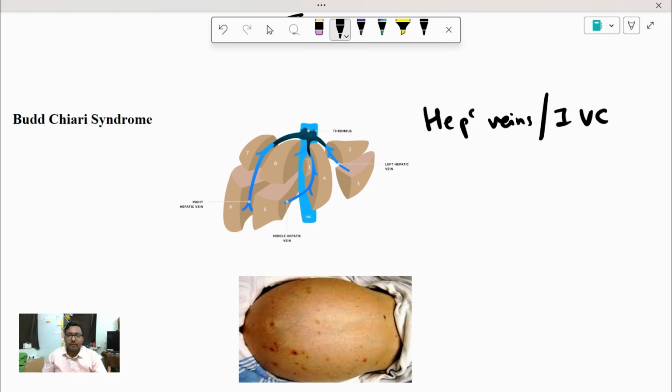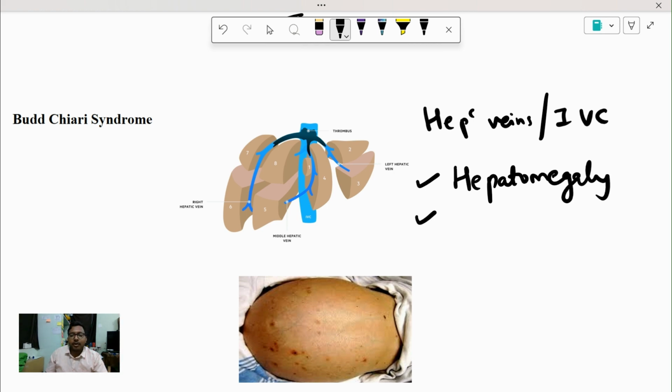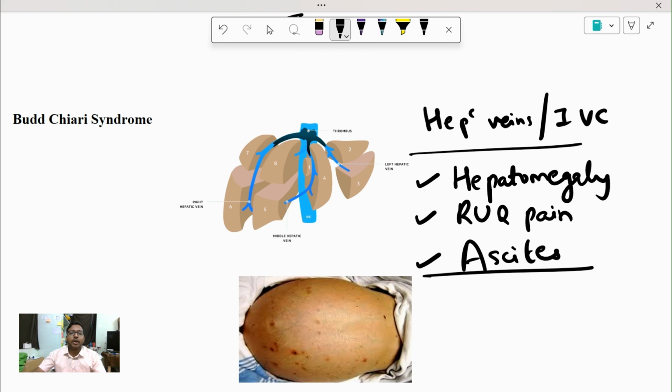Whenever you have got this kind of a situation, obviously there will be congestion within the liver. So whenever there is congestion in the liver, there will be hepatomegaly. Usually it will be painful hepatomegaly. That is why you have got usually right upper quadrant or upper abdominal pain. Then, because in the later stages your liver will have dysfunction, obviously there will be ascites within the peritoneal cavity. Okay, so these are the three important components of Budd-Chiari syndrome.